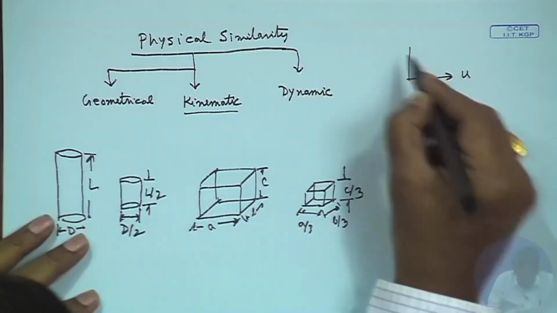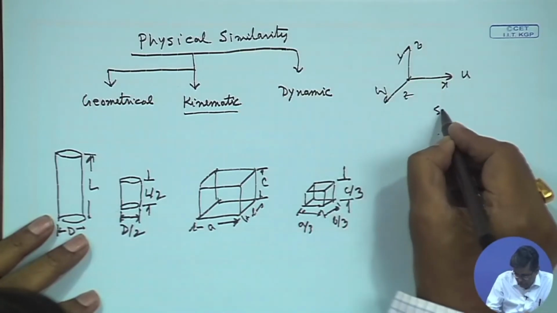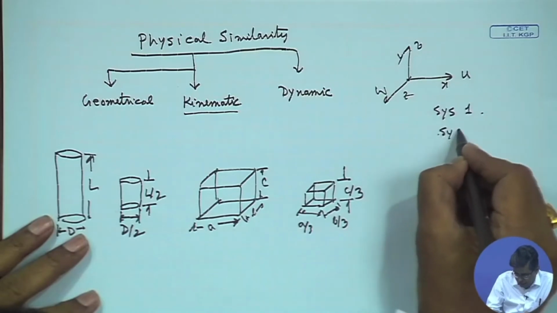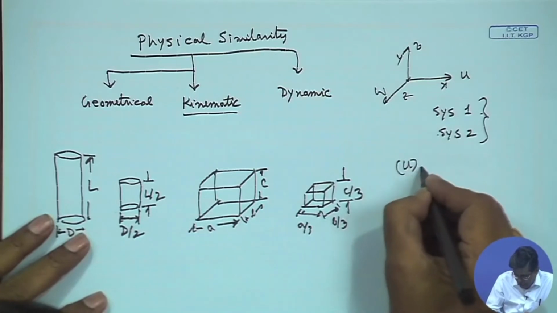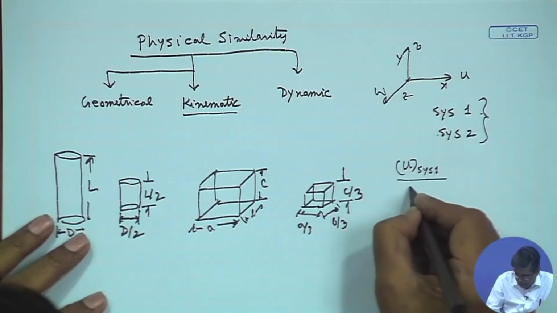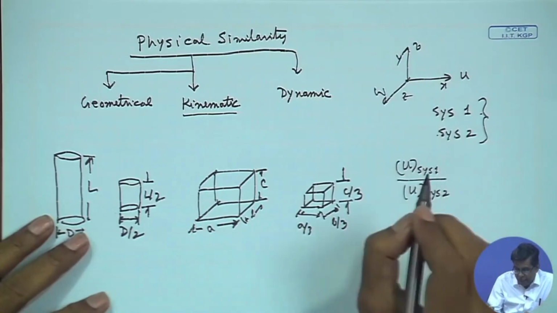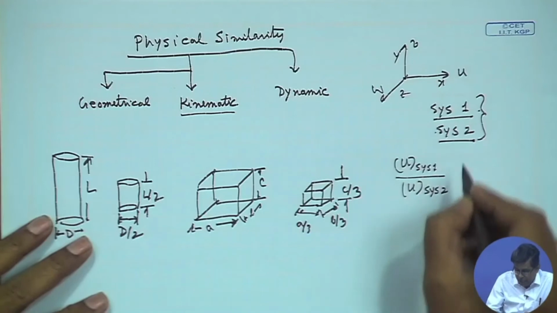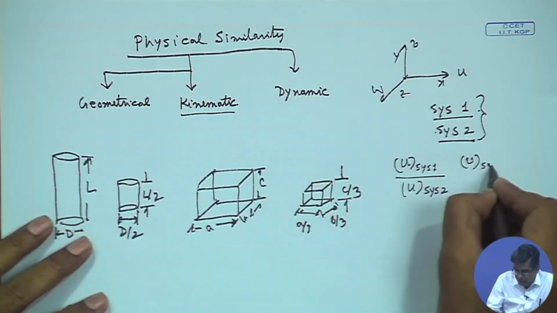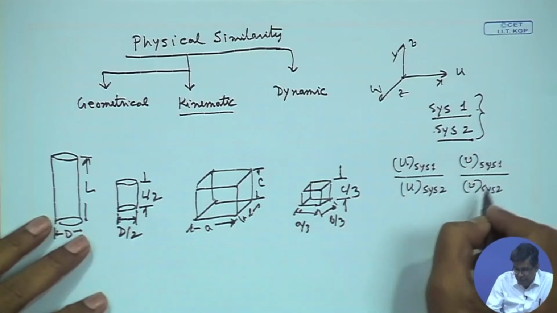Let us define it this way. Let us have U, V and W, the three velocity components in x, y, z. If we have a system 1 and a system 2 and we seek kinematic similarity between them, then U of system 1 divided by U of system 2 has to be the same at corresponding points of system 1 and system 2. Similarly, V of system 1 divided by V of system 2 will be the same at corresponding points.